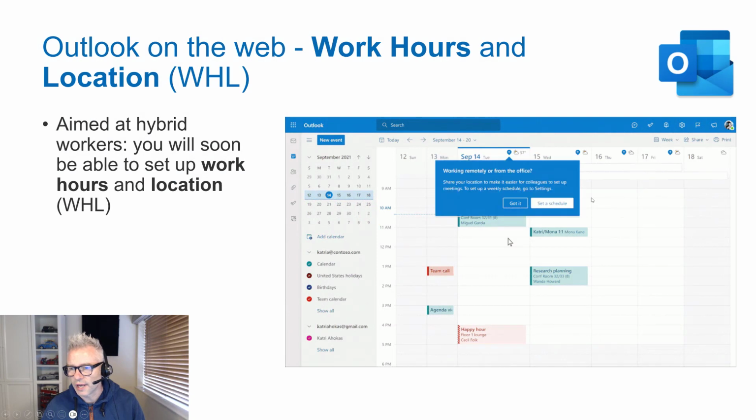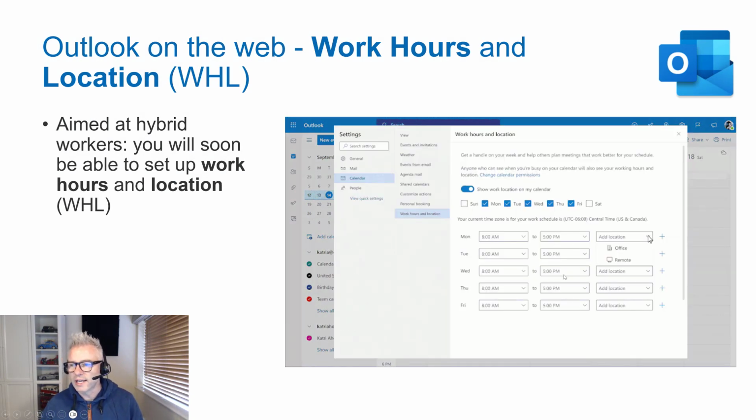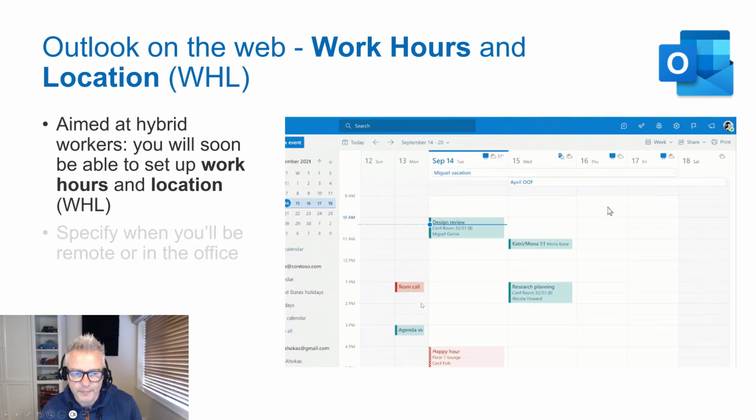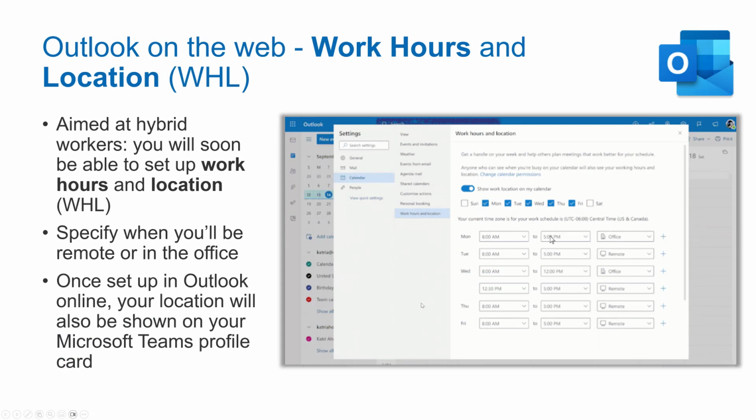Okay, so this is going to run through again now. So you can see here that we're clicking on set a schedule, and I can tell it which days and times I'm in the office or I'm working remote, and it just means your colleagues will know when to expect you in or when to expect you at home, and you can add multiple slots per day. So what else we got here? Once it's set up, your location will be shown also on your profile in Teams, and you'll see later we've got an update for that.